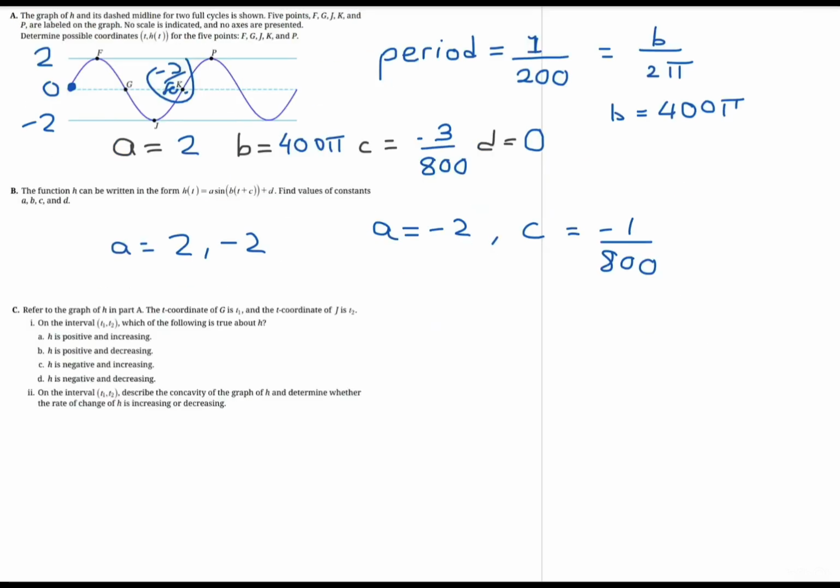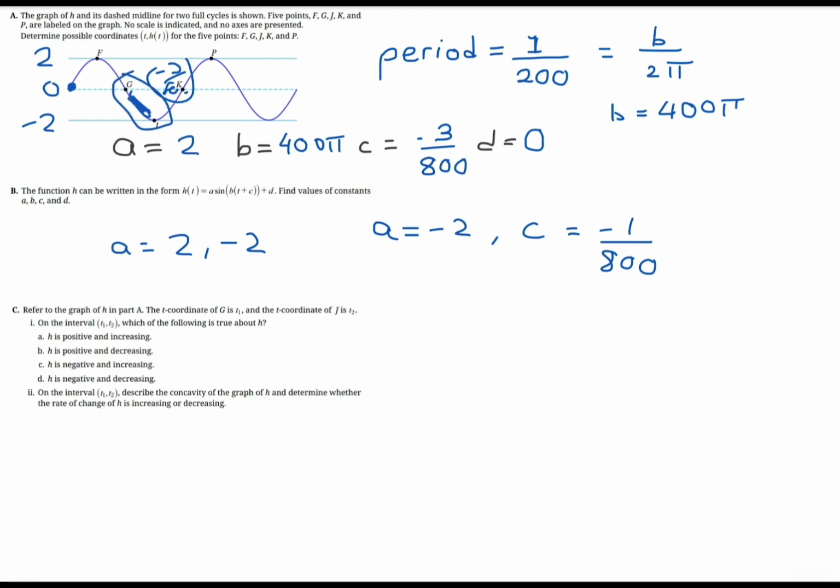Part C. Refer to the graph of H in part A. I already have that here. The t coordinate of G is T1 and the t coordinate of J is T2. On the interval T1, T2, which of the following is true about H? So what is H? H is between G and J, which is this part that I'm highlighting right here. I hope it's quite clear over here. And which of the following is true about H?